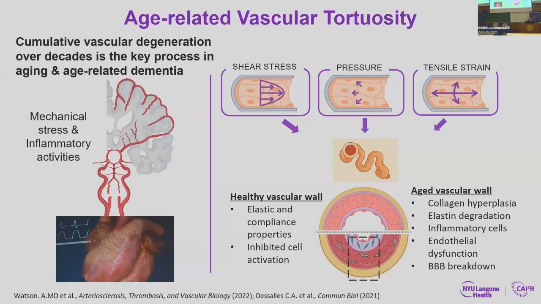And think about the impact of this nonstop cardiac pulsatile blood flow on the vascular wall, which eventually can wear down the elastic component in the vascular wall and also trigger the inflammatory cascade that causes elastin degradation and collagen buildup, and eventually causes the tortuosity.